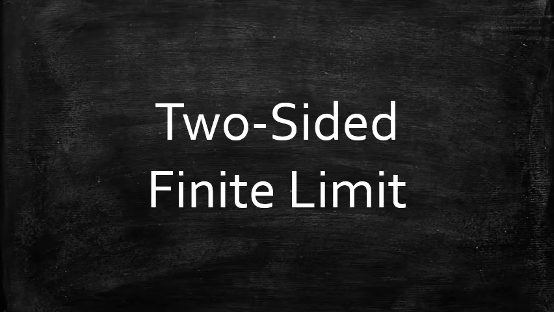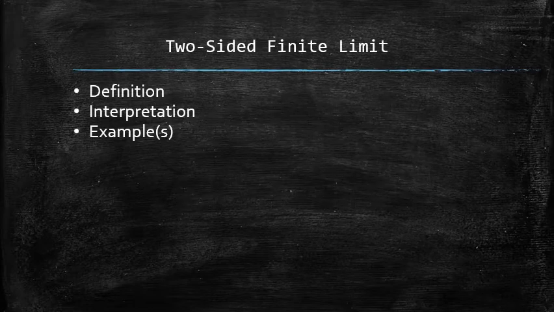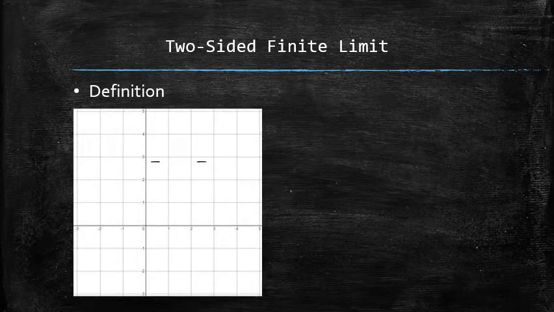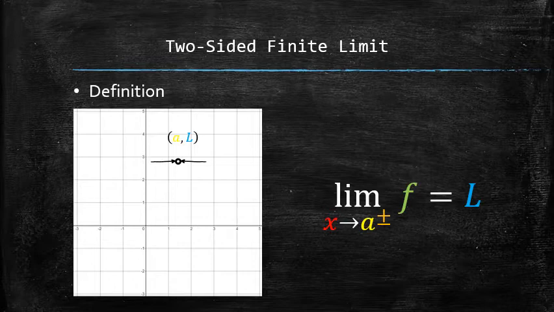Next, we will introduce a two-sided finite limit. As a part of introduction, we will discuss the definition, interpretation, and a few examples. We associate the following behavior around the point (a, L) with the following limit statement, called the two-sided finite limit.